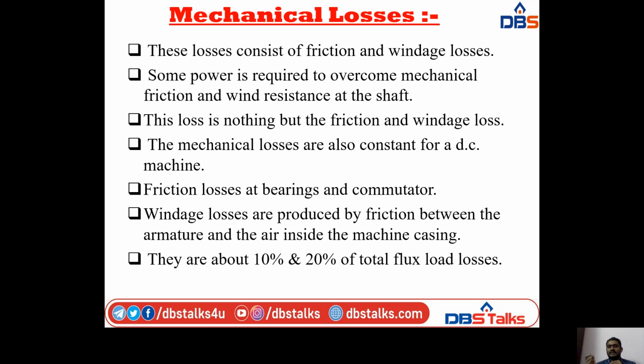The mechanical losses are also constant for a DC machine. The friction losses occur at the bearings and commutator parts of a DC machine. Windage losses are produced by friction between the armature and the air inside the machine casing. These losses are about 10% to 20% of the total full load losses.